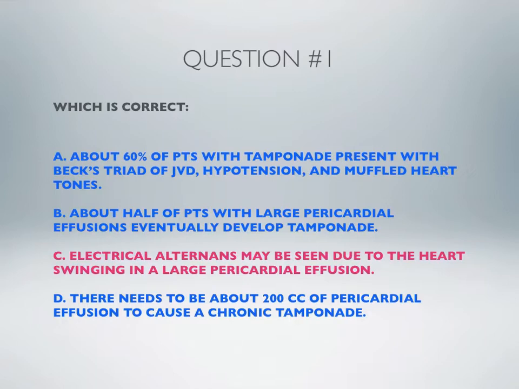And D, 200 cc's of pericardial effusion would definitely cause an acute tamponade, but not chronic, where the pericardial sac can be stretched and can hold up to 2 liters of fluid.